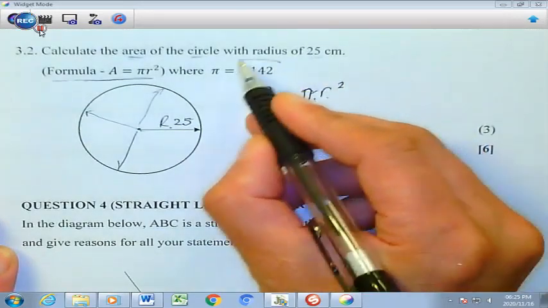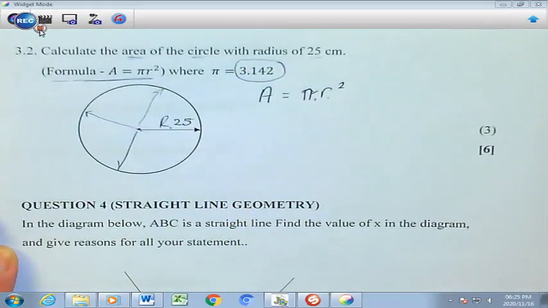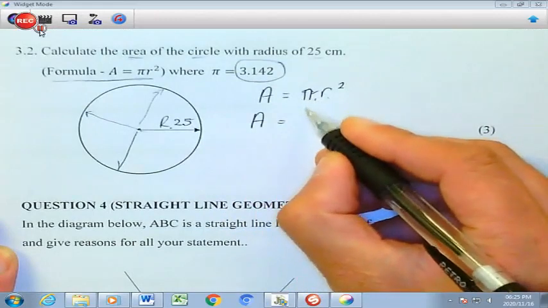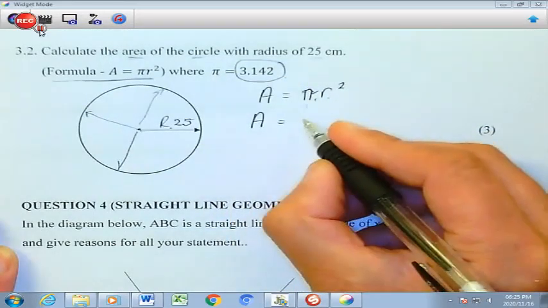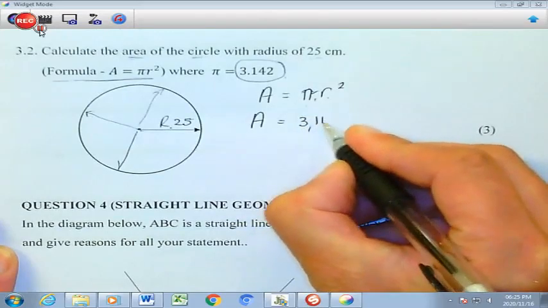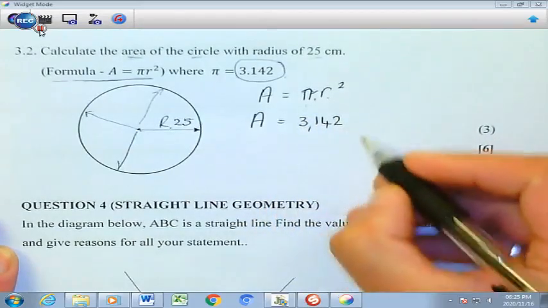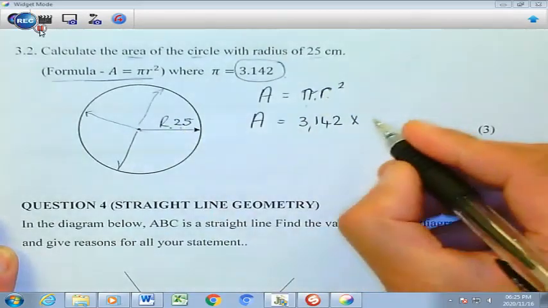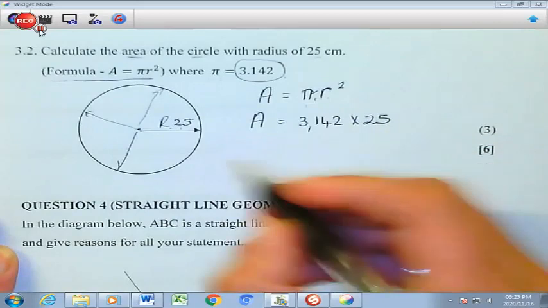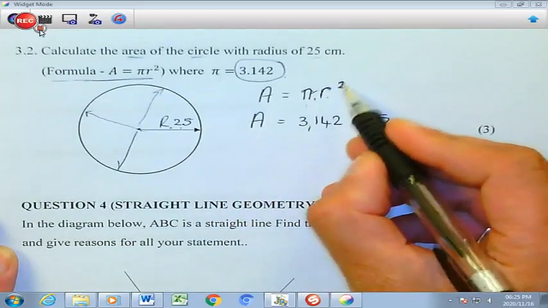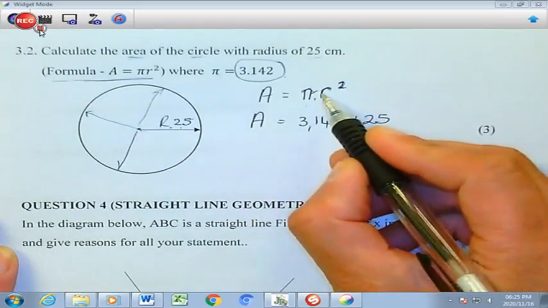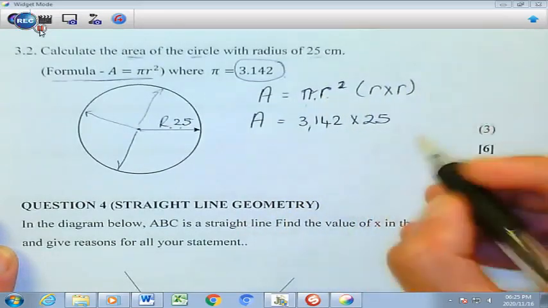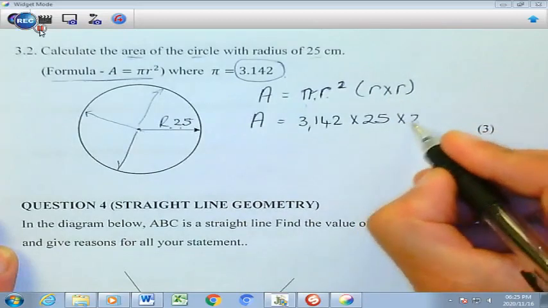Where pi is 3,142. So area equals pi now. Now you're going to substitute. Pi, the value of pi is 3,142. Times r is the radius. That's 25. And because the radius has been squared, meaning that is r times r. This is basically what it means, r times r, and that means it's 25 times 25.